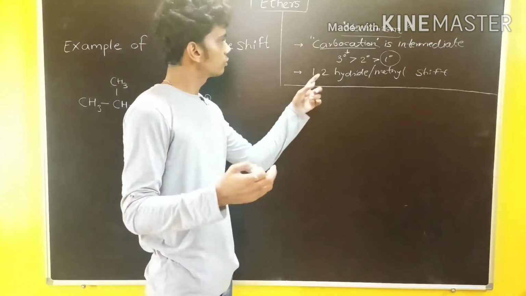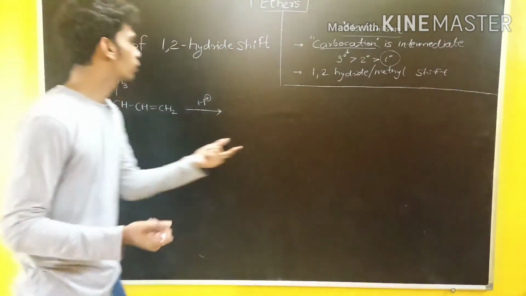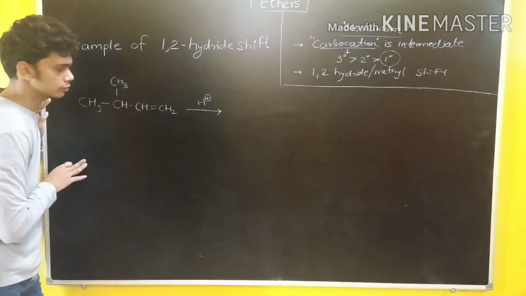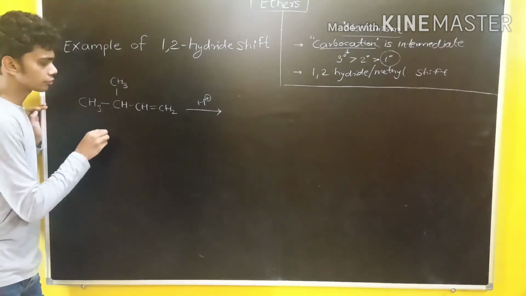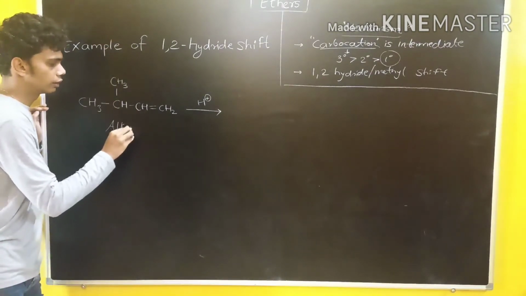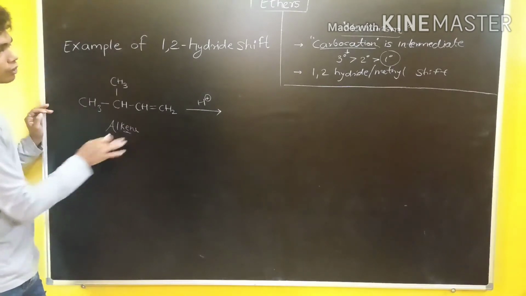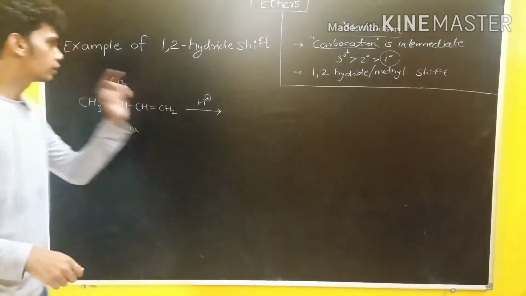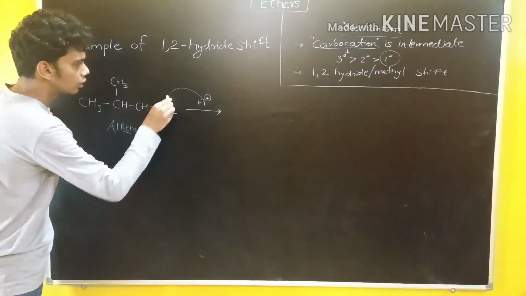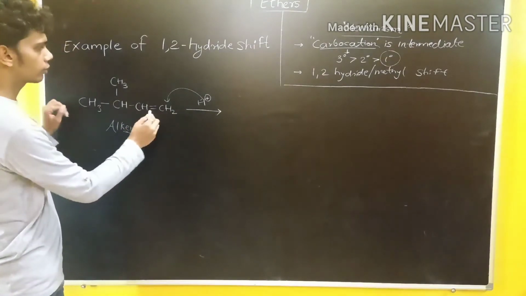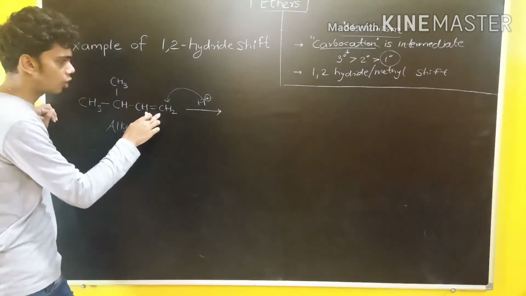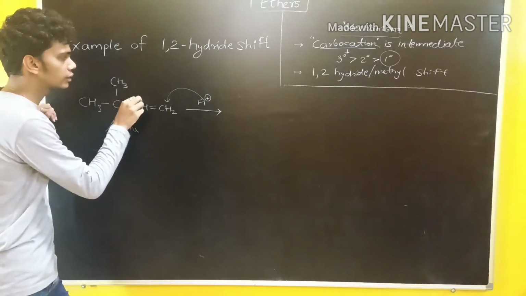Okay, now take a look at the 1,2 hydride shift. So here I am going to talk about an example of the 1,2 hydride shift. This is your alkene. We are going to add H plus over here. So now this H plus is going to attack here, this bond will be removed, and there will be a charge on this carbon.